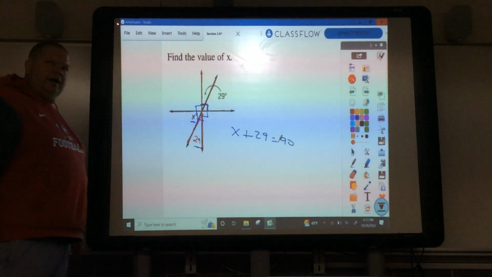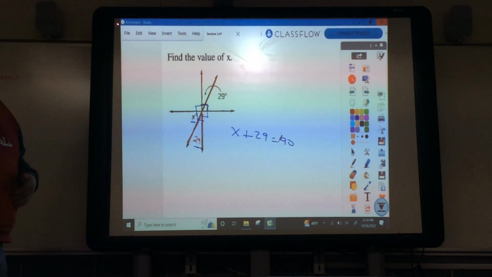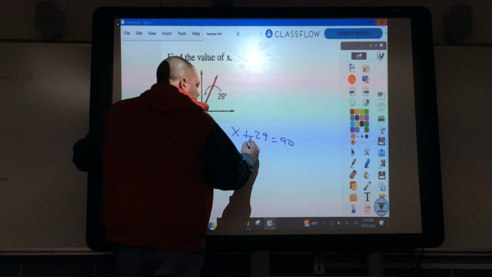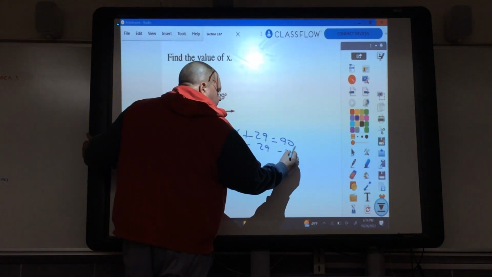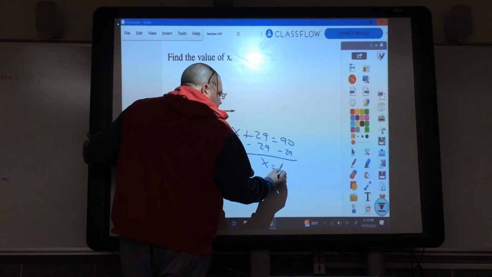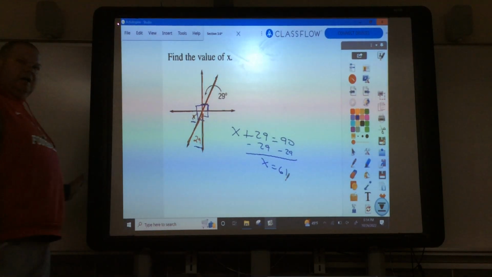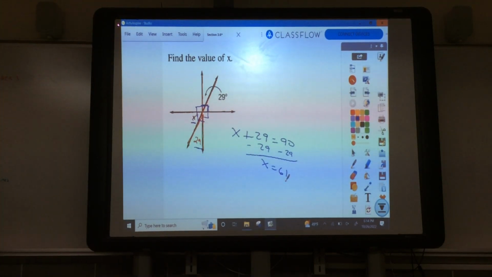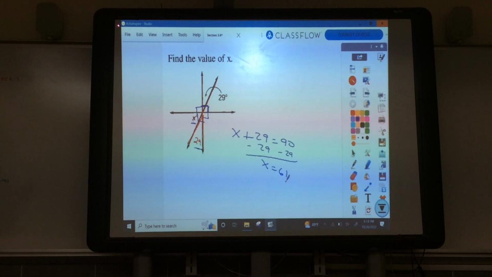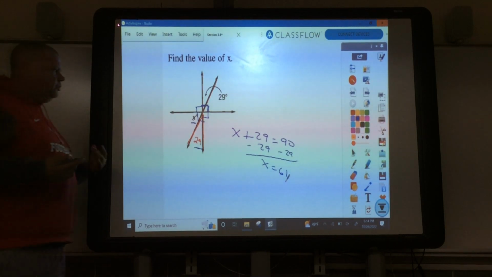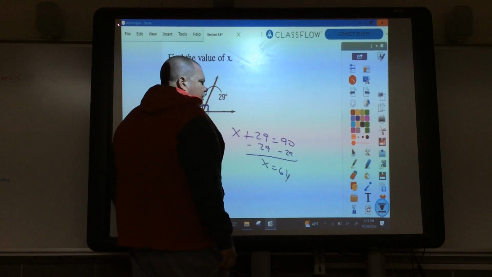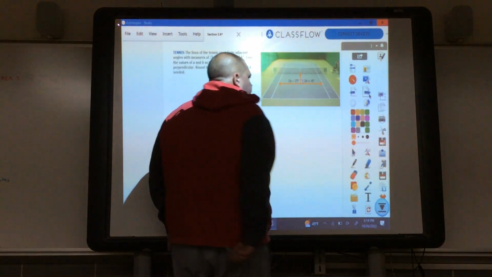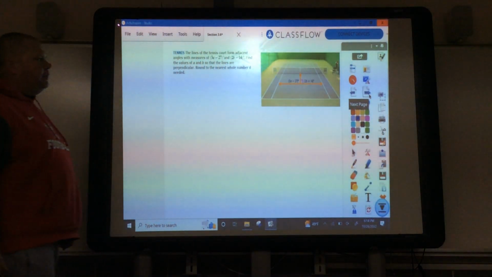Okay, so when you have two angles that create a right angle, they are complementary. So we're going to subtract our 29 from both sides, and that's going to give x being the value of 61. And that is the theorem that talks about when you have two angles that create a right angle, those two acute angles then have to be complementary, which I believe is theorem 3.2. Okay, this is theorem 3.1.